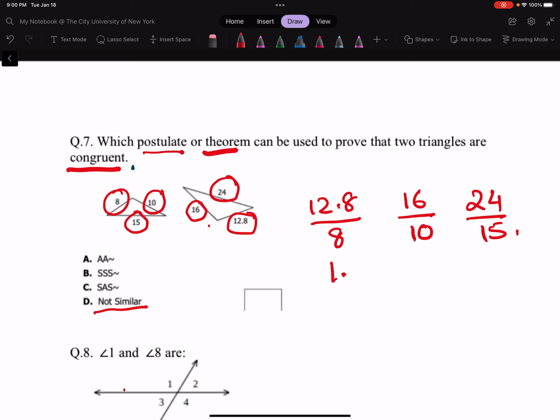21, 12.8 by 8 should give you 1.6. 16 divided by 10 should give you 1.6. So they're equal. And 24 over 15, again 1.6. If you calculate, you'll see that. So they are congruent. That means there is a proportion in these ratios. So we say, yes, there exists a similarity, and that is side-side-side similarity.